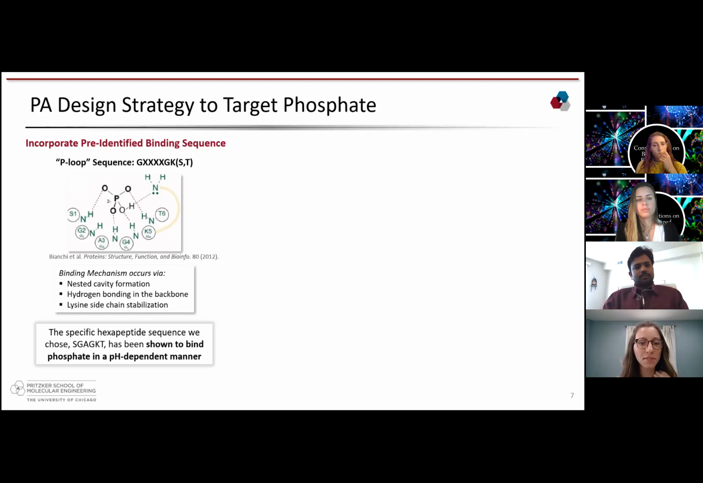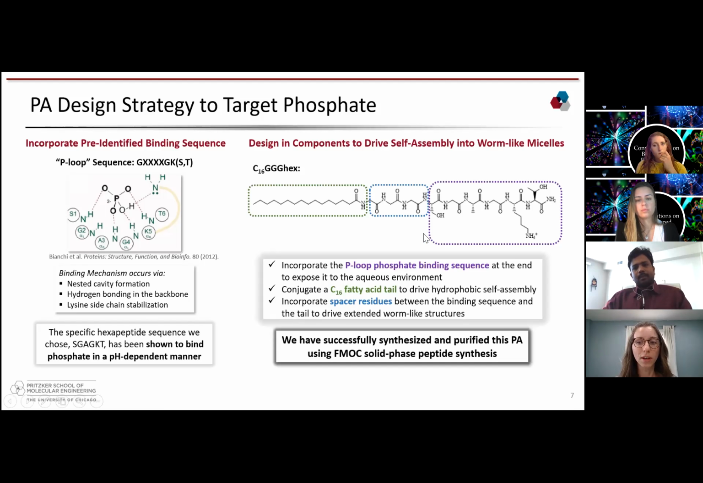And so this specific hexapeptide sequence that we chose, SGAGKT, has already been synthesized synthetically and shown to bind phosphate in a pH-dependent manner. So that specific sequence we are then taking to add on to, here's the peptide amphiphile molecule that we've designed and characterized. This is the phosphate binding sequence that we've incorporated on the periphery of the peptide amphiphile molecule, so that you can imagine that it's self-assembling into these worm-like constructs. The functional binding part is extended into the aqueous environment.